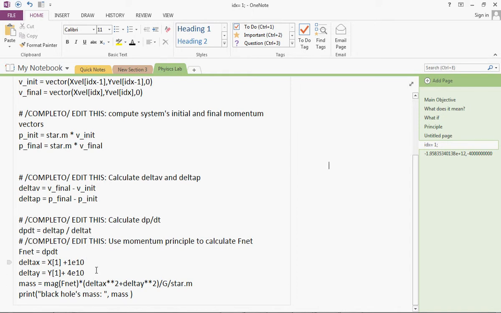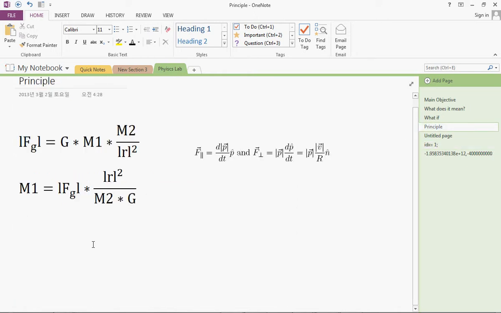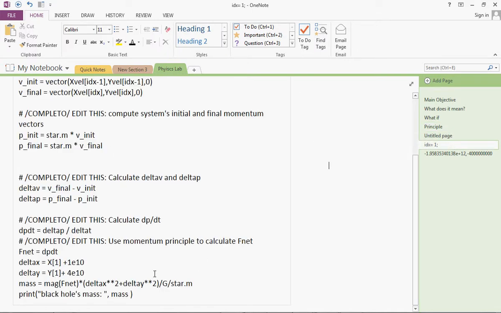Then you can find r by subtracting x1 from the position of the black hole, which was negative 1 e to the 10, and y was negative 4 e to the 10. So you subtract this, so you add them actually, and as I said, the mass comes from Fg, which is the net force, so you use that and you will get the mass of the black hole.